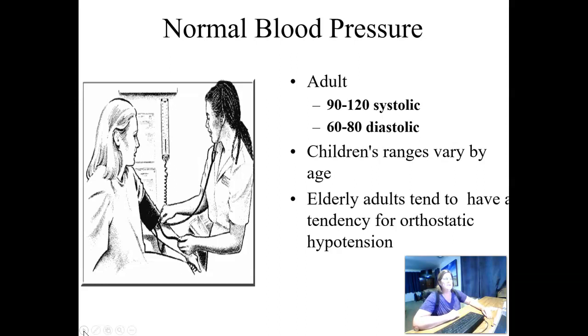And elderly adults tend to have a tendency for what we call orthostatic hypotension. And we'll talk about that in a little bit, but that's basically when an adult gets up too quickly, when they go from a lying down position to a standing position, and their blood pressure drops, and they feel dizzy and lightheaded, and they feel like they're going to pass out. Sometimes they do pass out.